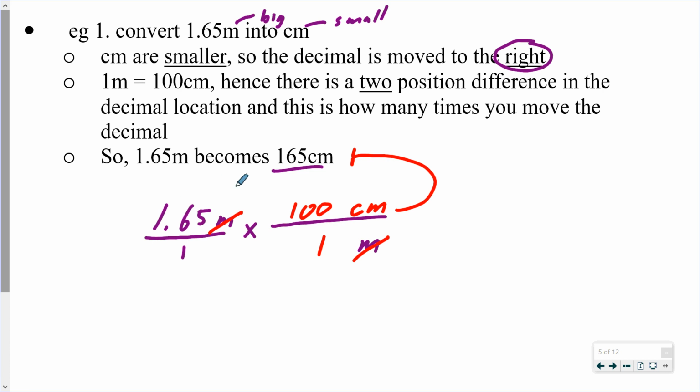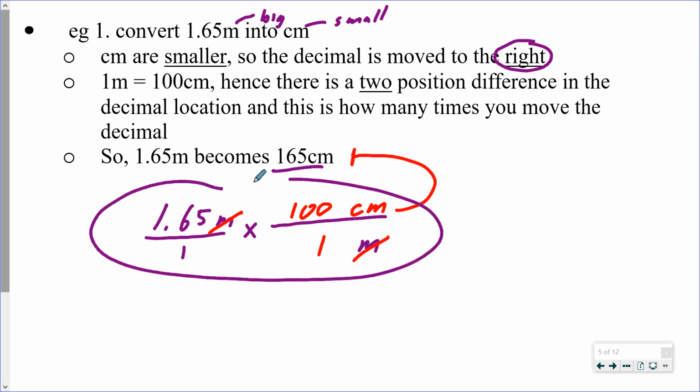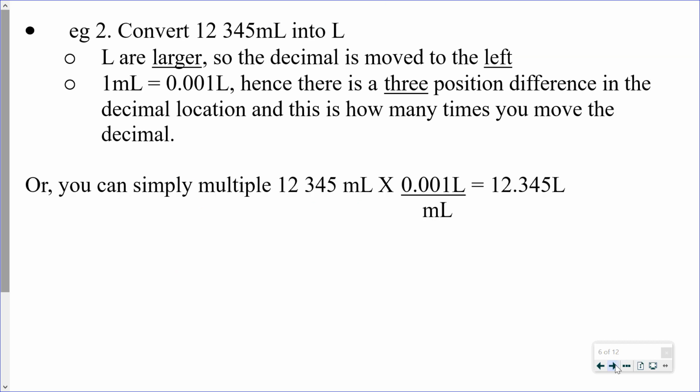It's probably better in the end to actually show all your work like this so you truly understand, and so you're not making mistakes and moving that decimal in the opposite direction.